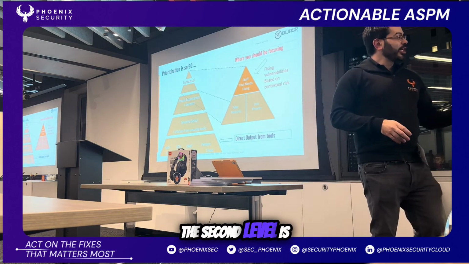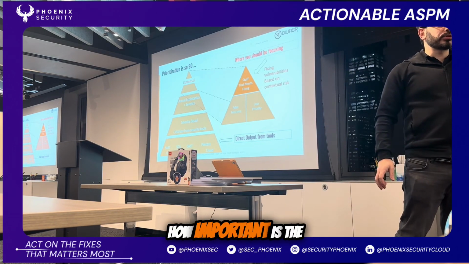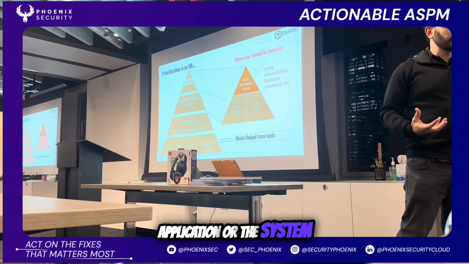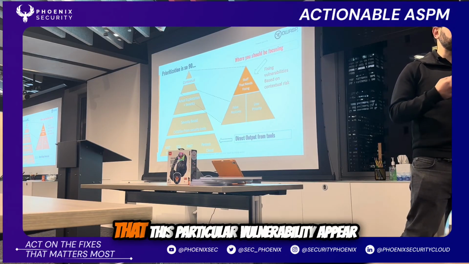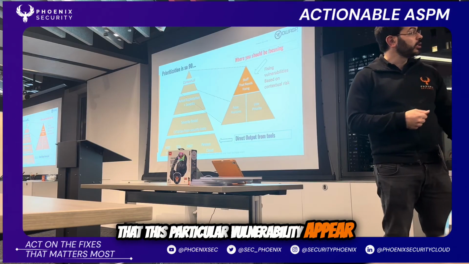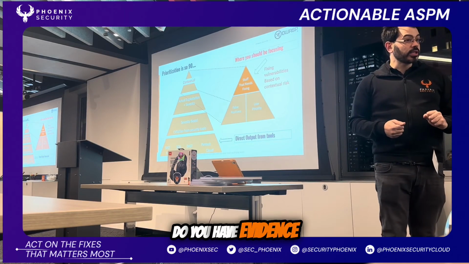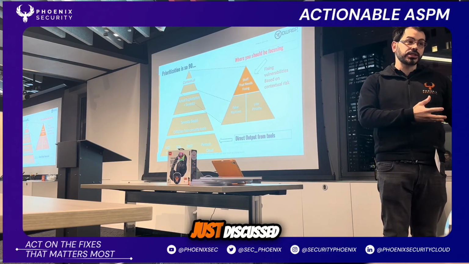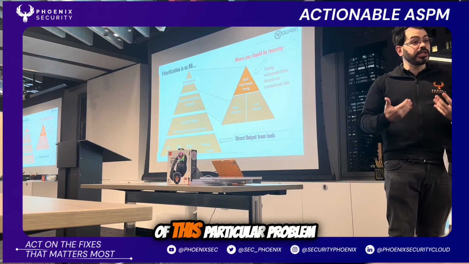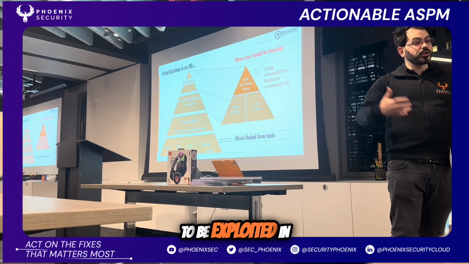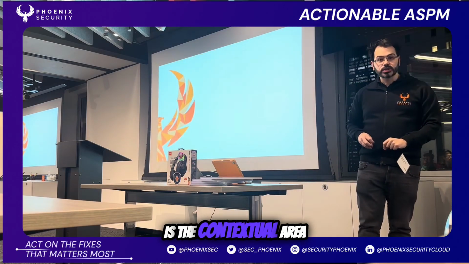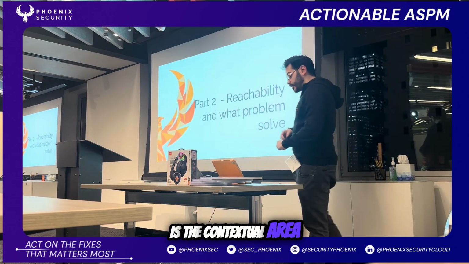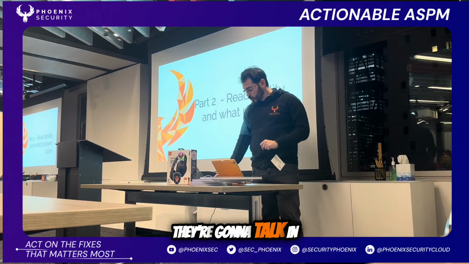The second level is how important is the application or the system where this particular problem manifests, and how likely it is that this particular vulnerability appears. Do you have evidence of actual exploitation, the things that we just discussed? What is the likelihood of this particular problem being exploited in this particular system, in this particular area? And the last part is the contextual area and the reachability analysis they're going to talk about in a second.